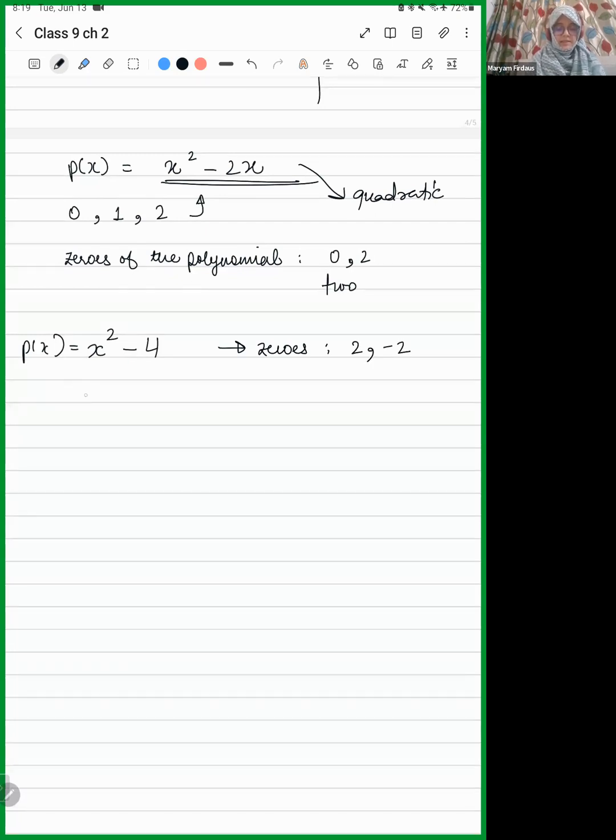Now let's take another quadratic polynomial, x square plus 4. Can you tell me the zeros of this polynomial? What do we have to do to find the zeros? We have to say p of x equals 0, right? Now try finding x square plus 4 equals 0. Try finding the value of x.